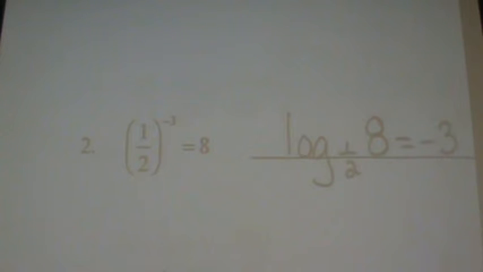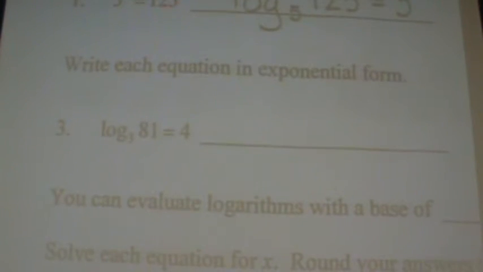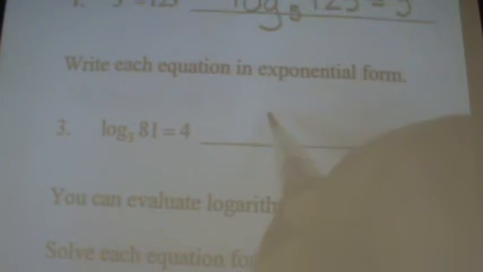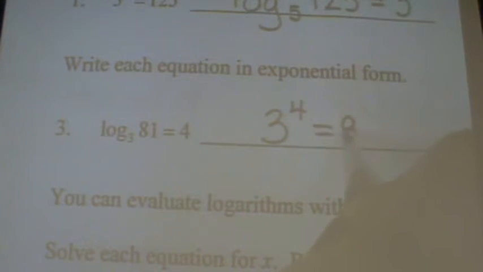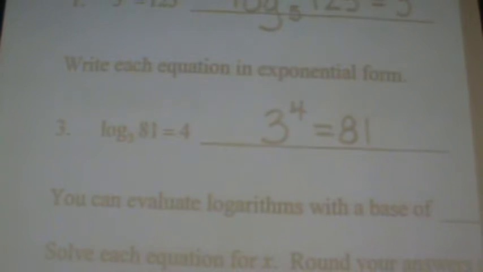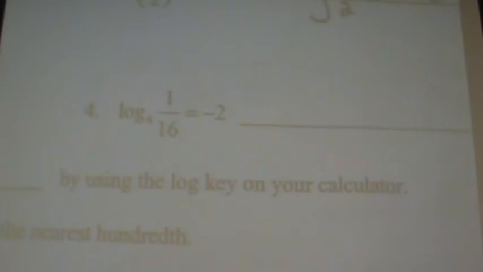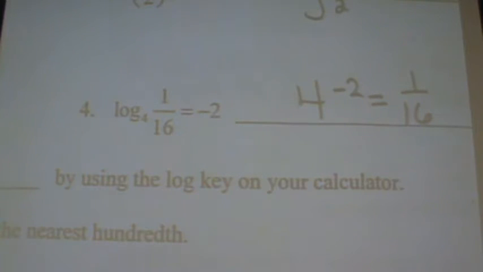Can you go the other way? Can you take a log problem and write it in exponential? 3 to the 4th power equals 81. You start here, 3 is your base, the power is 4, is 81. And how about the next one? 4 to the negative 2 power equals 1/16.